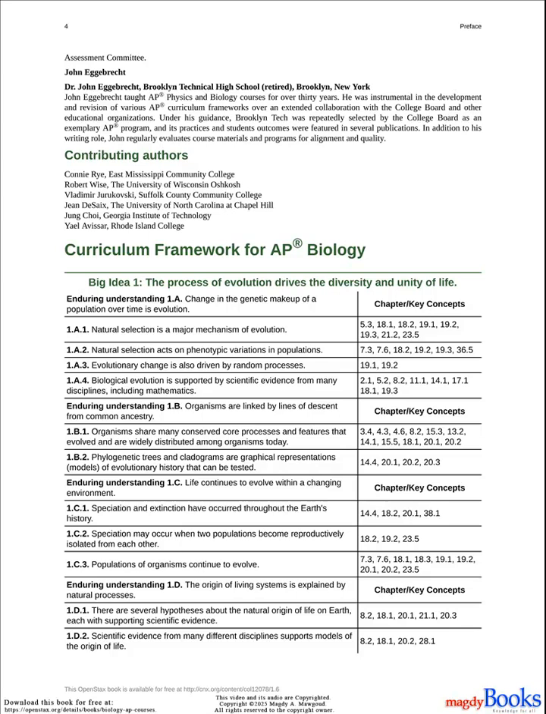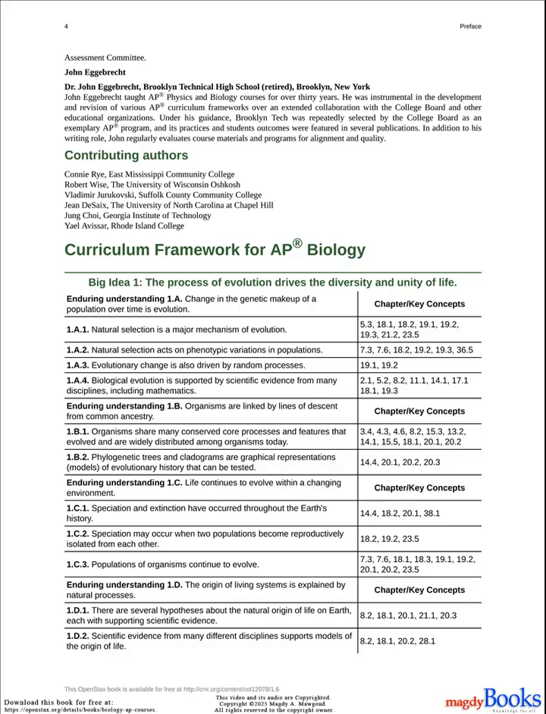Dr. John Egebrecht, Brooklyn Technical High School, retired, Brooklyn, New York. John Egebrecht taught AP Physics and Biology courses for over 30 years. He was instrumental in the development and revision of various AP curriculum frameworks over an extended collaboration with the College Board and other educational organizations. Under his guidance, Brooklyn Tech was repeatedly selected by the College Board as an exemplary AP program, and its practices and students' outcomes were featured in several publications. In addition to his writing role, John regularly evaluates course materials and programs for alignment and quality.